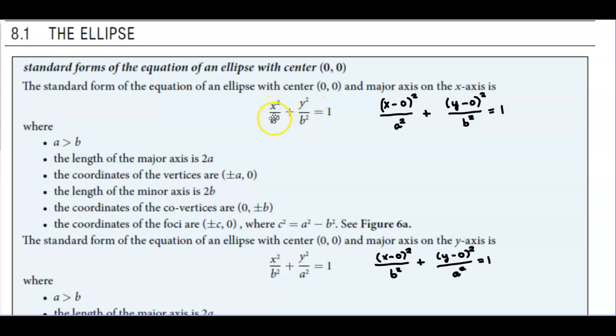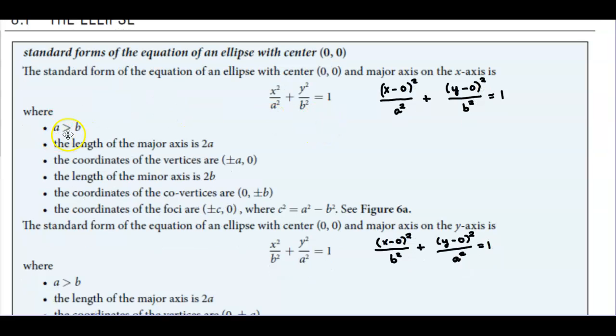Now, in order for us to be able to tell, here's our x squared over a squared plus y squared over b squared, which is equal to 1, where a is greater than b. So if we take a look at x squared and y squared, if the value of a squared, which is the denominator of x squared, is greater than the value of the denominator for y squared, which is b squared, then we can say that the major axis is going to be on the x-axis because that denominator is bigger than the denominator for the y squared.